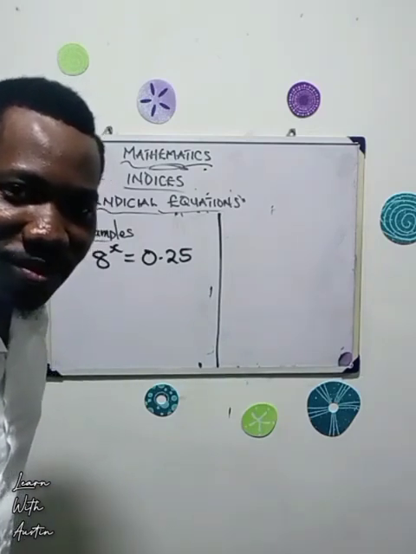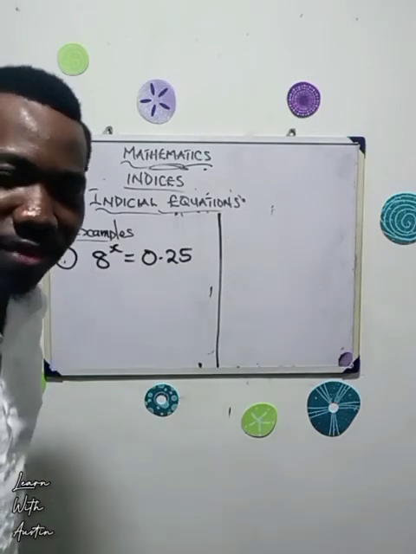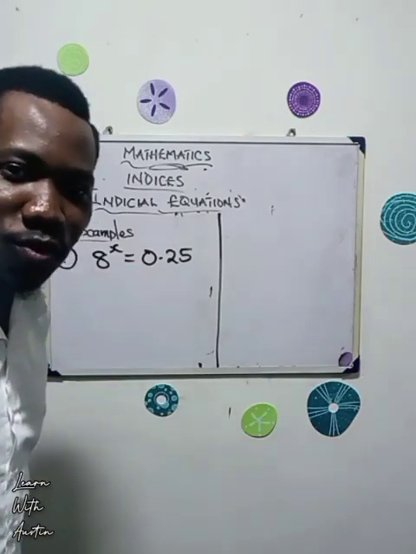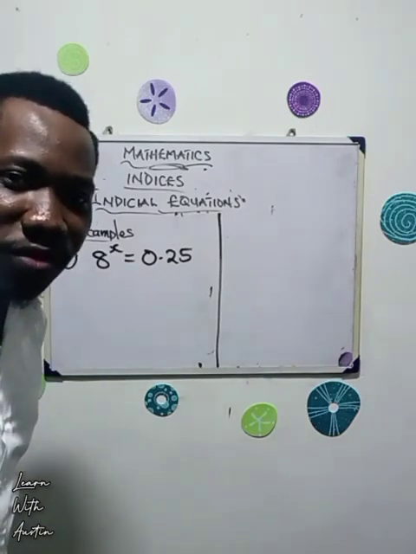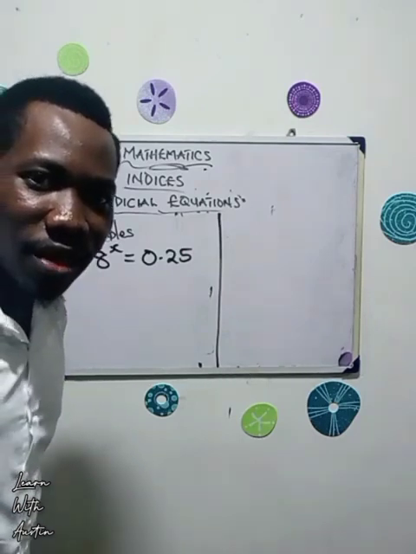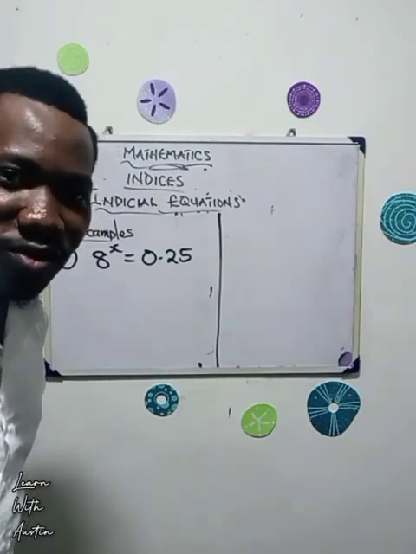Okay. What's the question? The question is on the board. 8 raised to the power of x equals 0.25. Solve for the value of x. 8 raised to the power of x equals 0.25. Solve for the value of x.